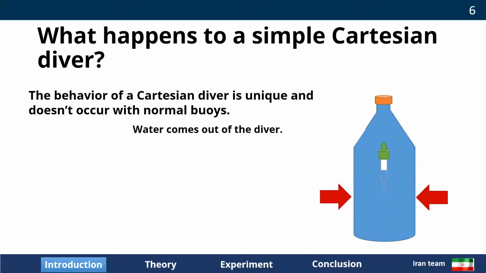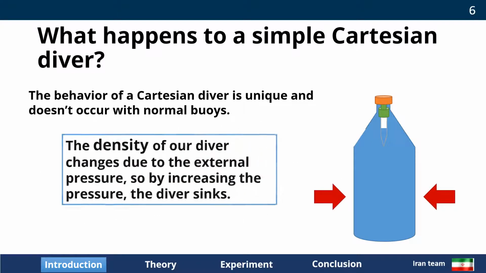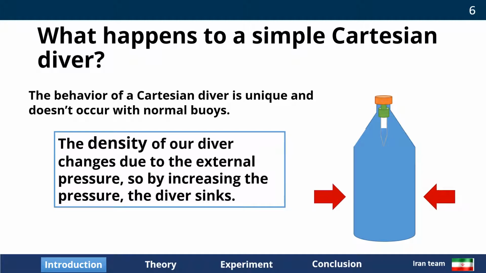When we release the pressure, water comes out of the diver. So the volume of the air increases and reaches its initial value. Thus, the density of our diver returns to its initial value and our diver returns to its first position that was floating on the surface of water. The density of our diver changes due to the external pressure, so by increasing the pressure, the diver sinks.